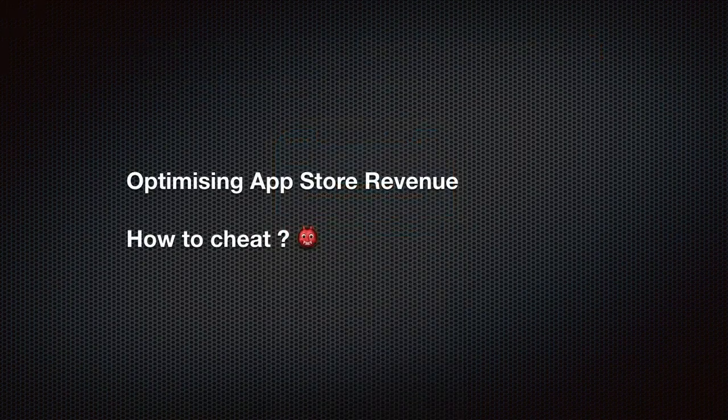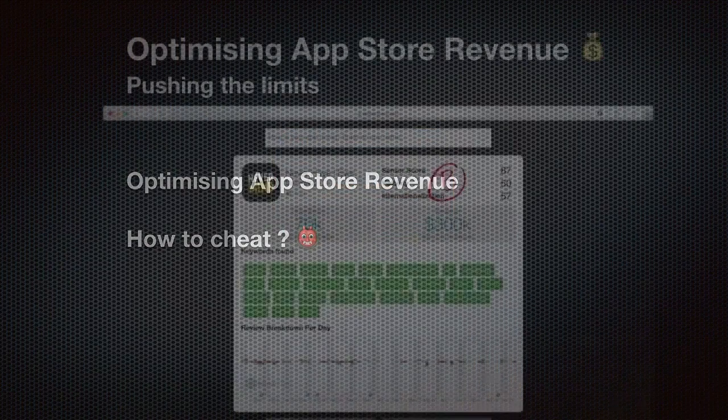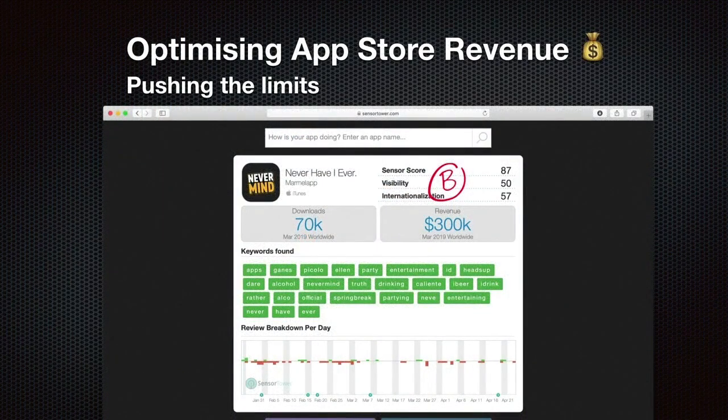So now let's see how to cheat. Back to the Nevermind app from Marmal app, they are pushing the limits again. These are the metrics for March. They have 70K downloads, and they made $300K in revenue. This is actually more than $4 per download, which is huge. But overall, as you can see here, all the red dots below are the bad reviews they have on the App Store, but they still make a lot of money.